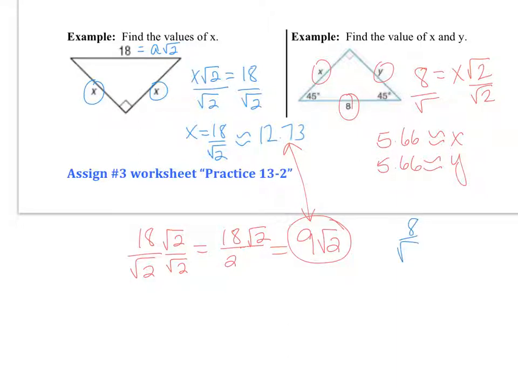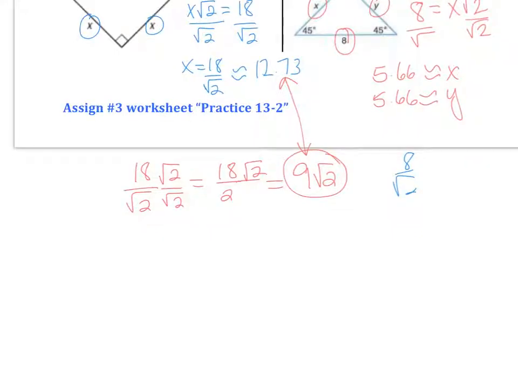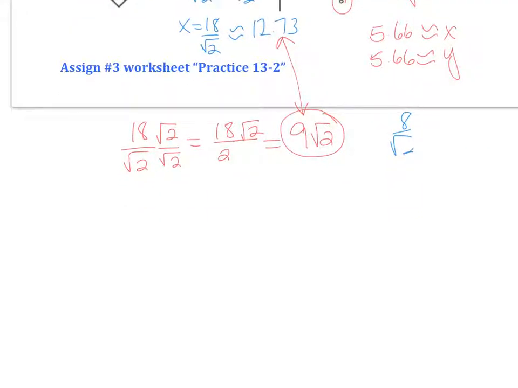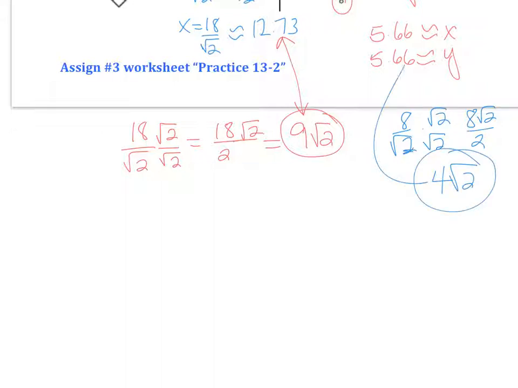So 8 divided by the square root of 2. Multiply the top and bottom by the square root of 2. So 8 square root of 2 divided by 2, which simplifies to 4 square root of 2. If you were to do that on your calculator, you would see that it's 5.66 as well.